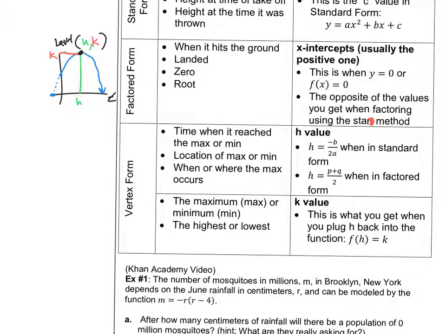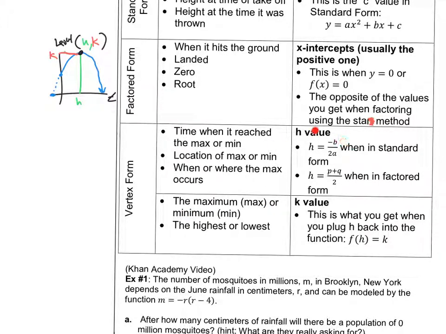But that's not actually the max itself. The max itself is this height. Or it could be a min, if this parabola is opening upwards, we would have some bottom part down here. The max or min, this is the actual height. So this is the k value.